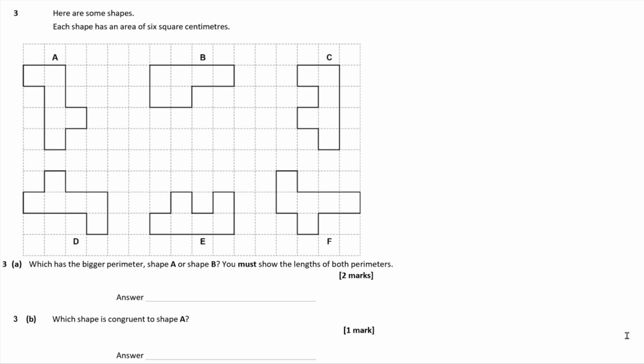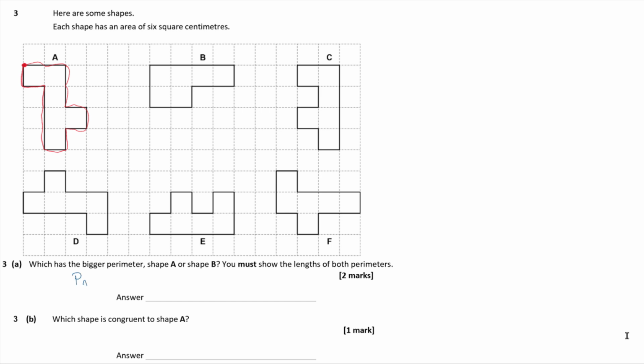Which has the biggest perimeter, shape A or shape B? You must show the lengths of both perimeters. Okay, so the perimeter is the distance around the edge of the shape. So if you imagine I start from A in that top left corner, then walking around the shape, I'm going 1, 2, 3, 4, 5, 6, 7, 8, 9, 10, 11, 12, 13, 14 around the shape.